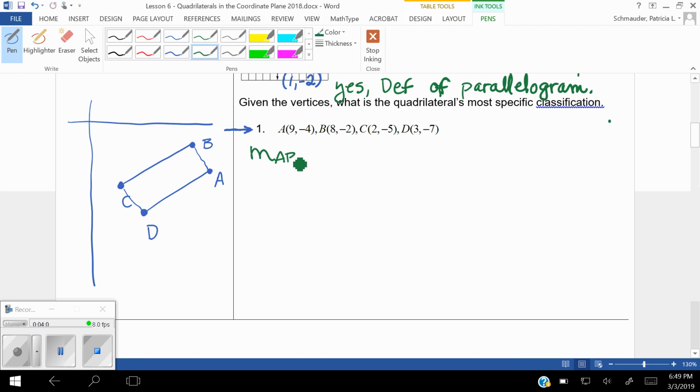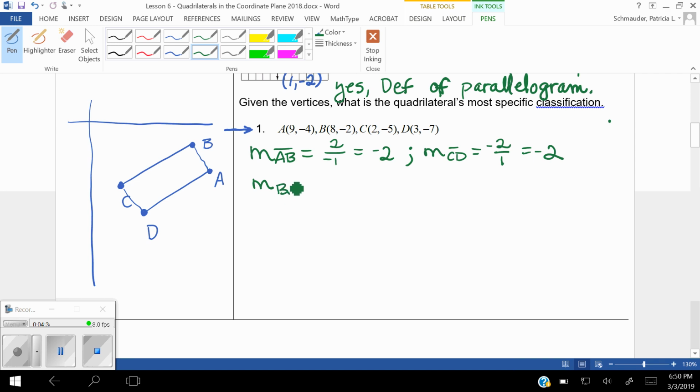We're going to find the slope of AB, and that's going to be -2 plus 4, so 2. 8 minus 9 is -1, so that'll be -2. Let's find the slope of the opposite side. The slope of CD is -7 minus -5, so -2 over 3 minus 2. So that pair of opposite sides has the same slope. So let's find the slopes of the other two opposite sides.